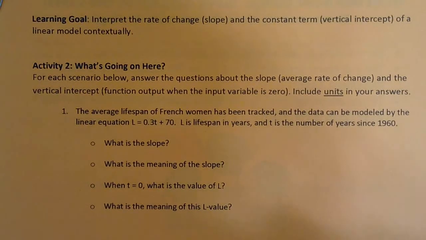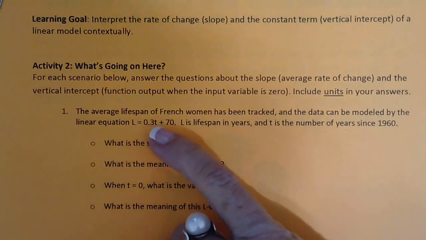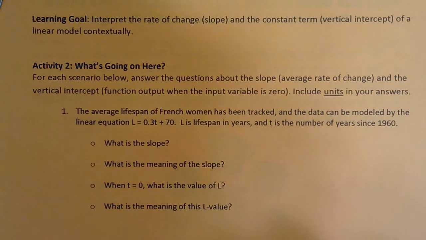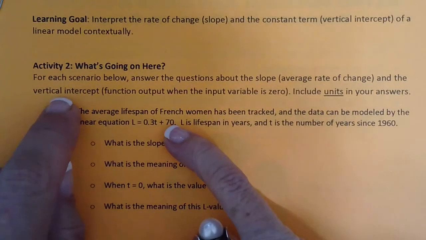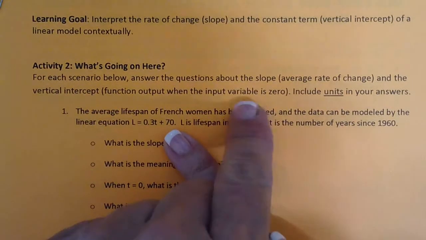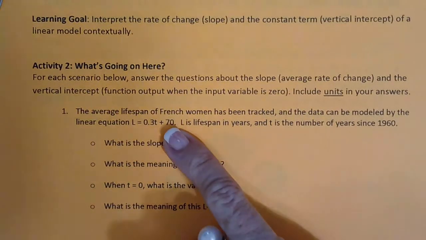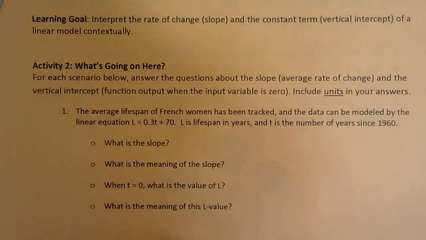So for each scenario below, answer the questions about the slope, m, which is always what's in front of x, or the variable, and the vertical intercept, the function output when the input variable is zero. That's just saying when you find the y-intercept, your x is 0 because your input is x. Include units in your answers.